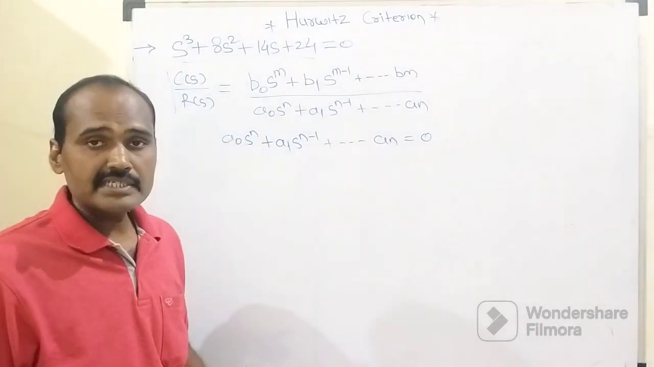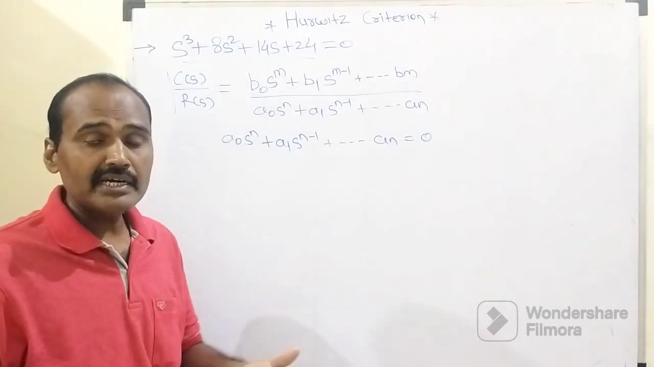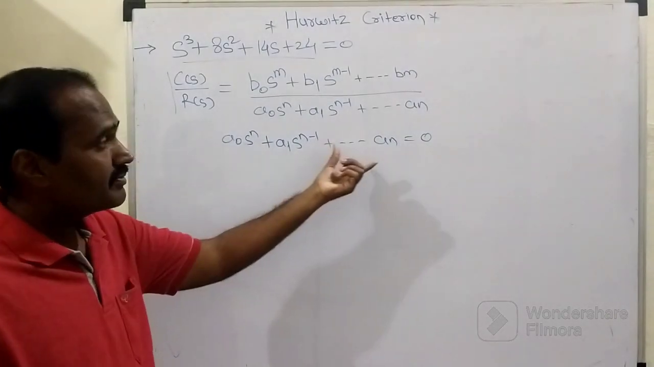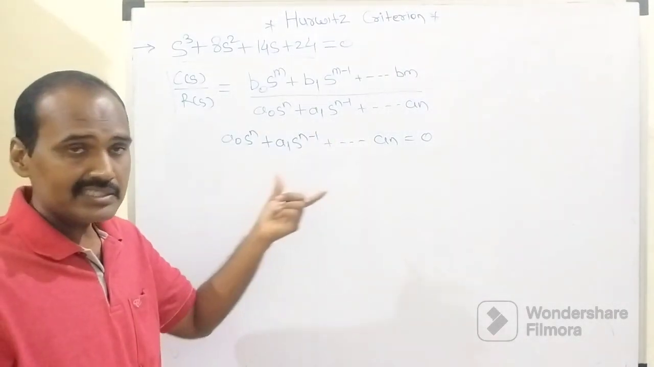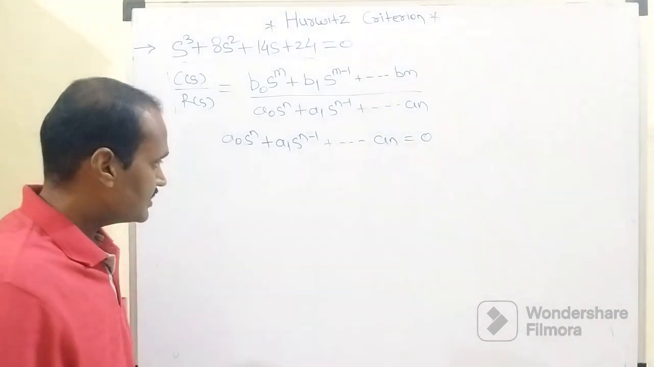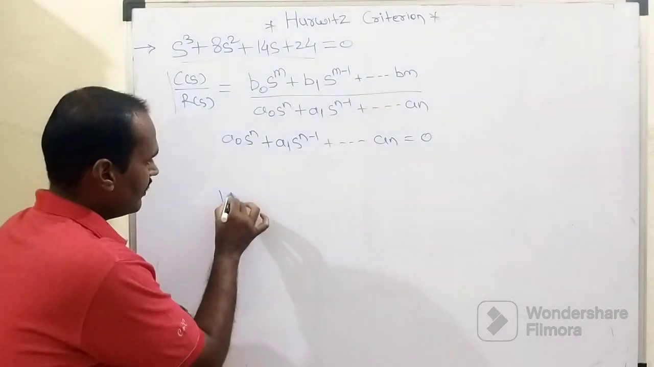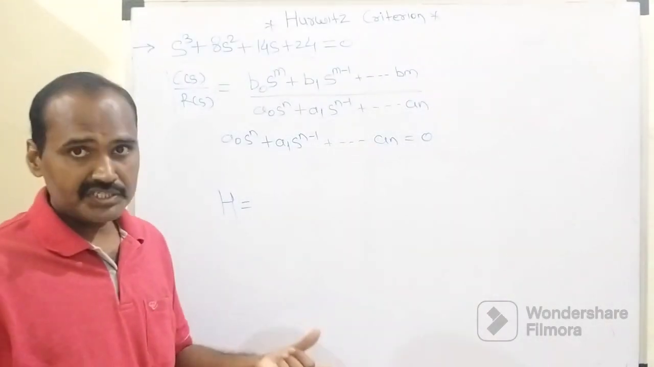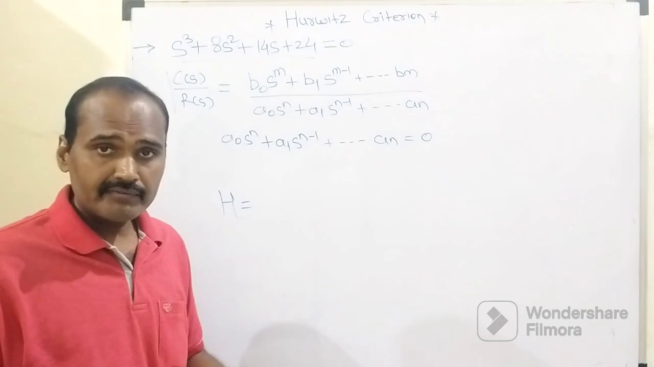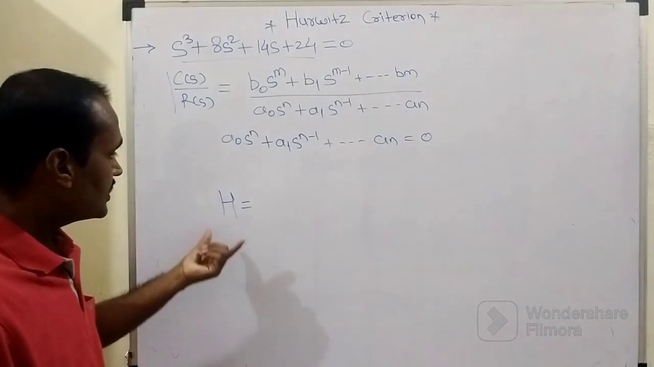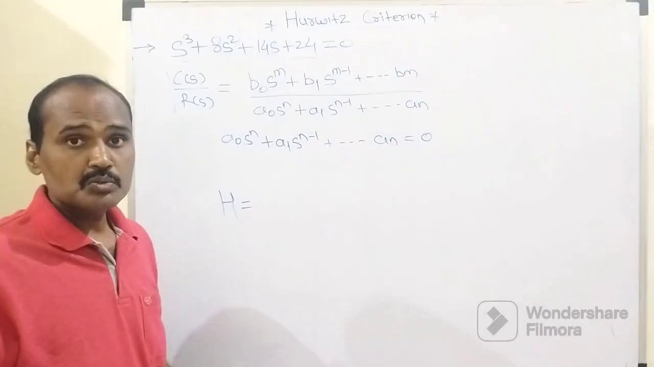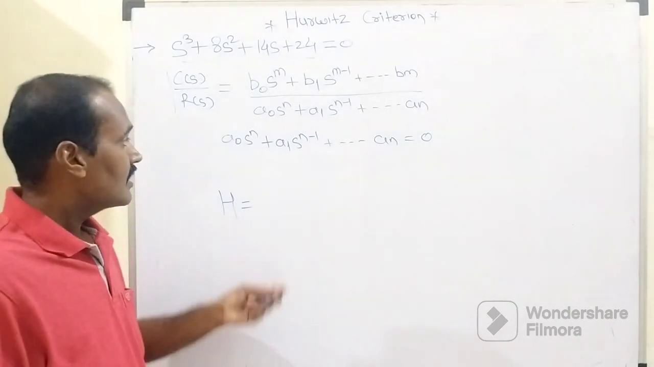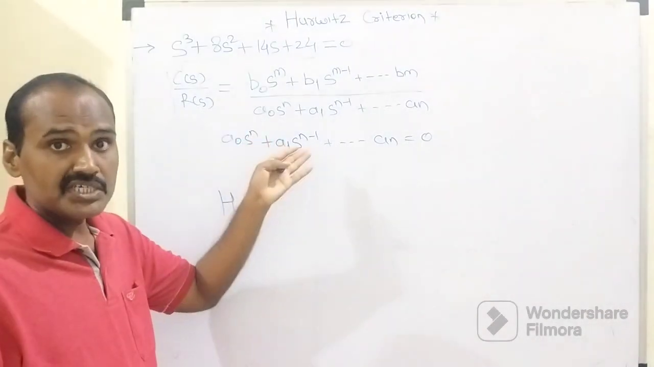Now as far as the Hurwitz criteria is concerned, we have one Hurwitz determinant that we need to declare with the help of this characteristic equation. Once we have the characteristic equation, we can declare this Hurwitz determinant, denoted by the alphabet H, right? Then a question arises in our mind: what will be the size of this determinant? The size is decided by the highest power of S present in the characteristic equation.